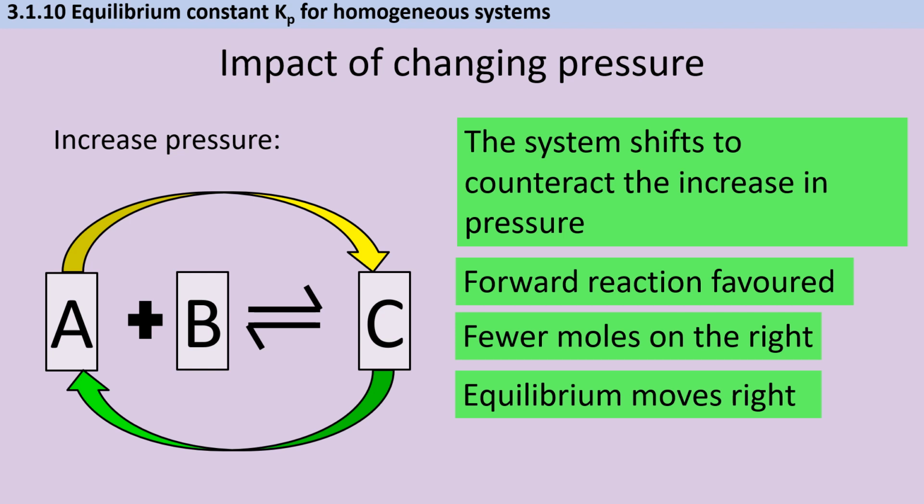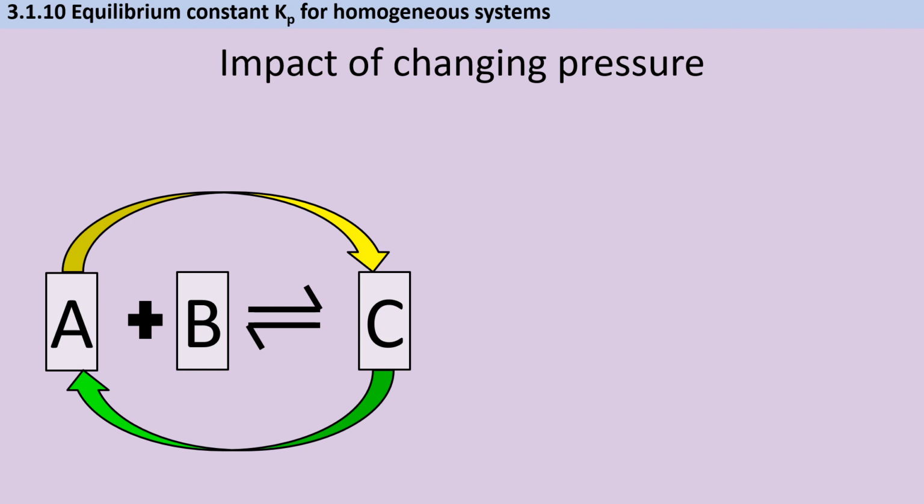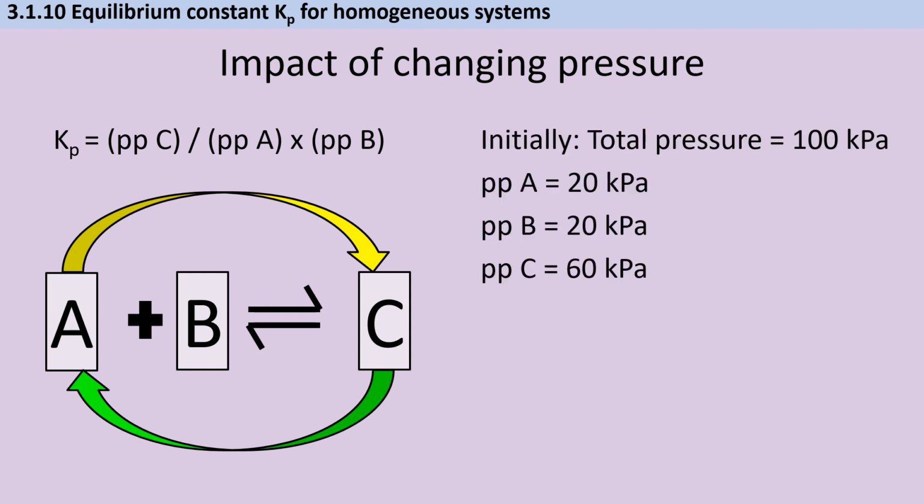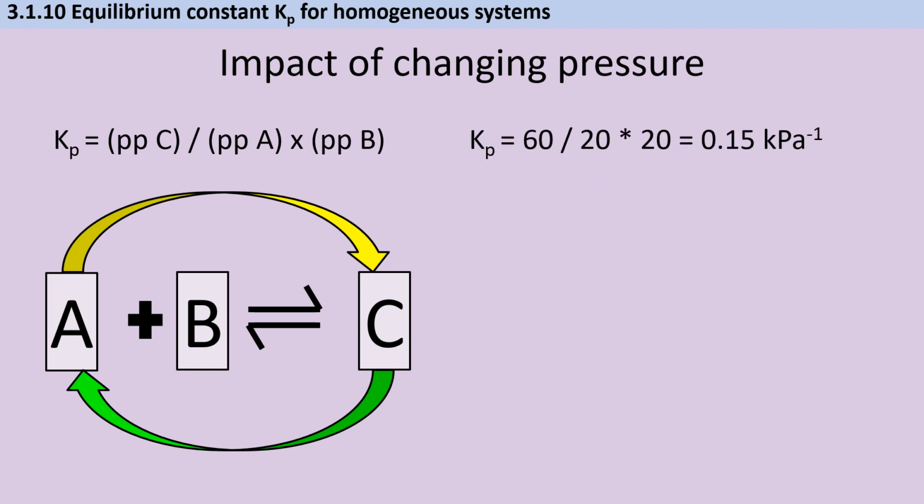But we now also need to think about the value of Kp. If I just throw together an expression for Kp and give you some values for a particular equilibrium, we can come up with a value for that equilibrium under that pressure. We started out with partial pressures which added up to 100 kilopascals, and therefore our initial value for Kp is 0.15 kilopascals to the -1. Now, if we increase the pressure, we're going to make more of C, but you also have to remember that as well as the mole fractions adjusting, the total pressure has increased, and that's going to have an impact too.